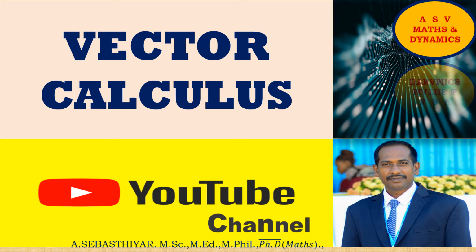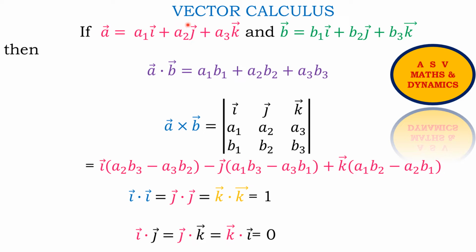Okay, let me come to the content. I explained the basic concept of vector calculus. If vector A is equal to A1 i plus A2 j plus A3 k, and vector B is equal to B1 i plus B2 j plus B3 k, this is one vector, A vector, and this is another vector, B vector. Using the two vectors, the ways we can find a value are, first, the dot product, and second, the cross product.